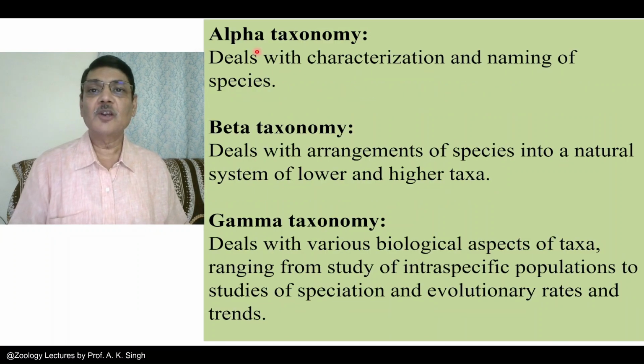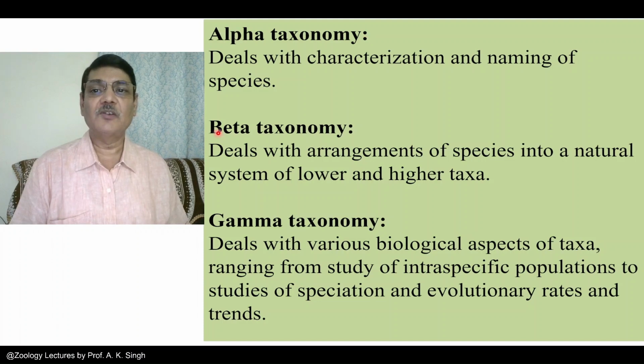Then this taxonomy is categorized into three different levels. The first one is alpha taxonomy, which deals with characterization and naming of species. So if you characterize the organism and you name it, that comes under alpha taxonomy.